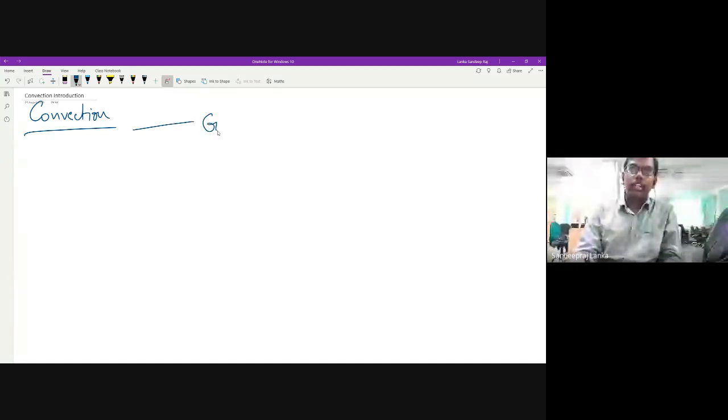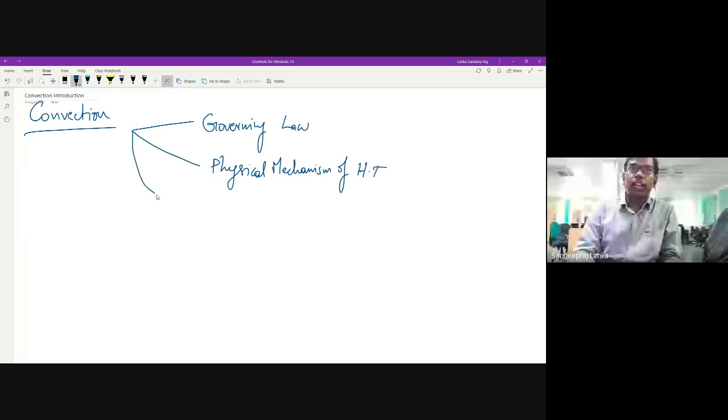The first thing is the governing law. The next thing is the physical mechanism of heat transfer. These three things I told you already during conduction also. For every mode of heat transfer, you have to see these three. The third is the mathematical expression. These three things you should have.